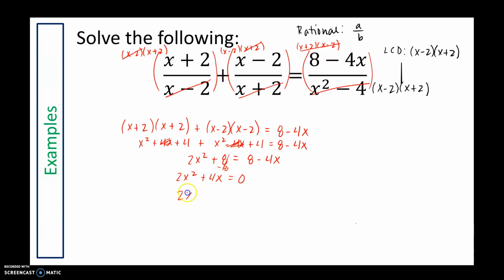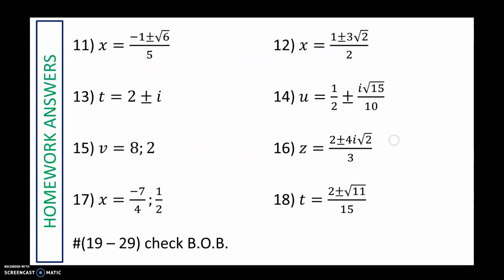I have a greatest common factor of 2x, so I take that out. I'm left with x plus 2. And now my two solutions are x is equal to 0 or x is equal to negative 2. Variables in the denominator. Make sure you check your work. So I have to check both solutions here.